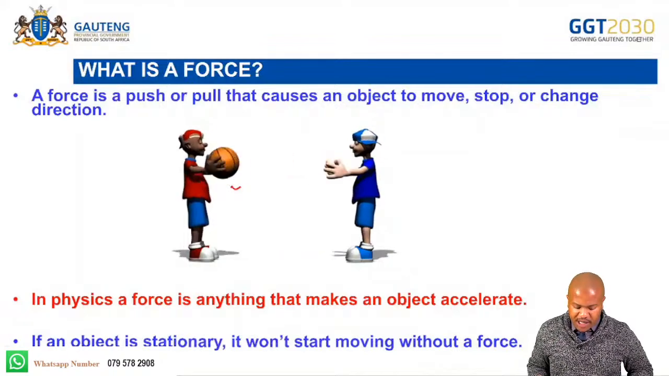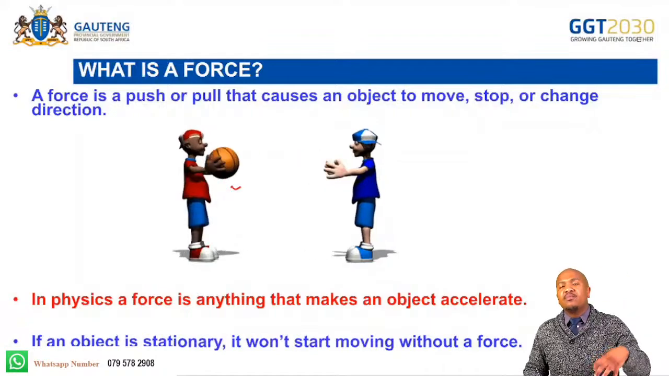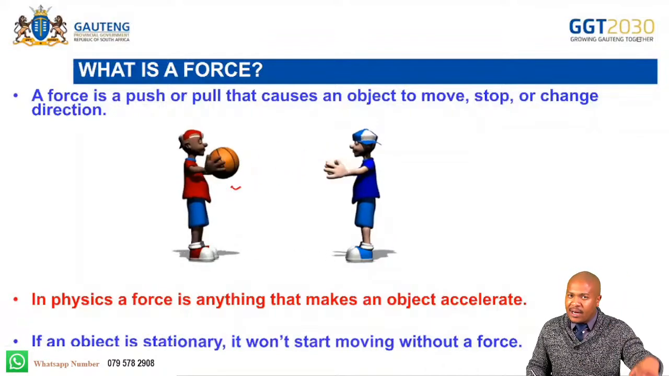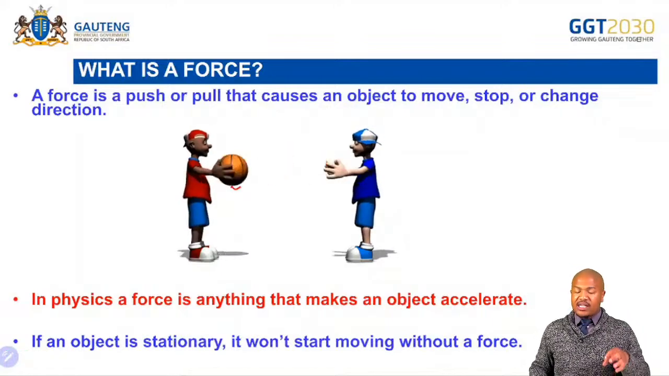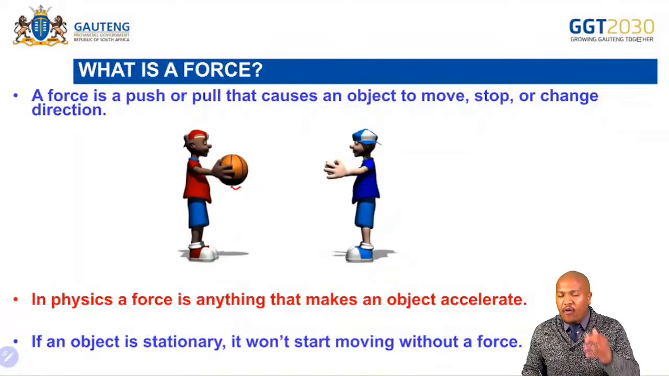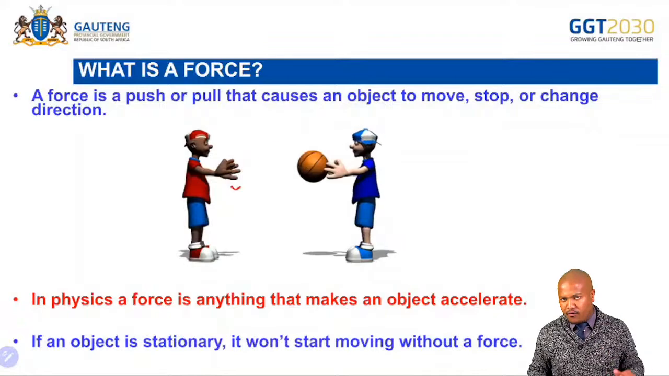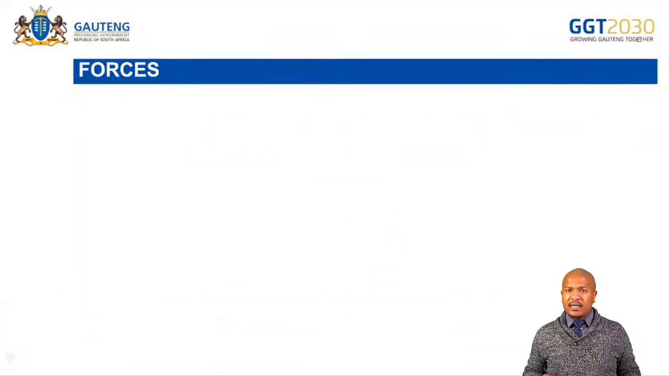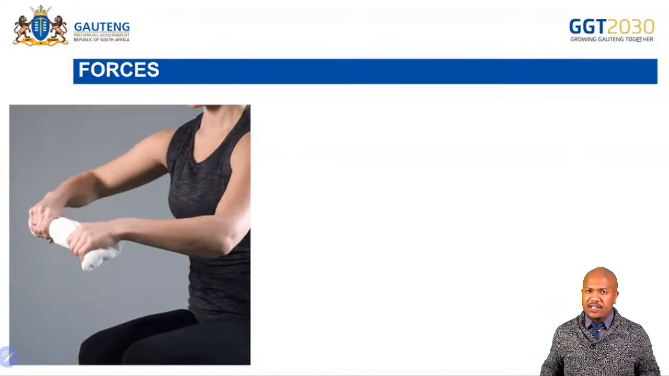So now note one thing. If any object is stationary, not moving at all, it will not move unless a force is applied on it. It won't start moving without what? A force. So a force is needed, whether it's a push or a pull, to make that object move. Are we together?